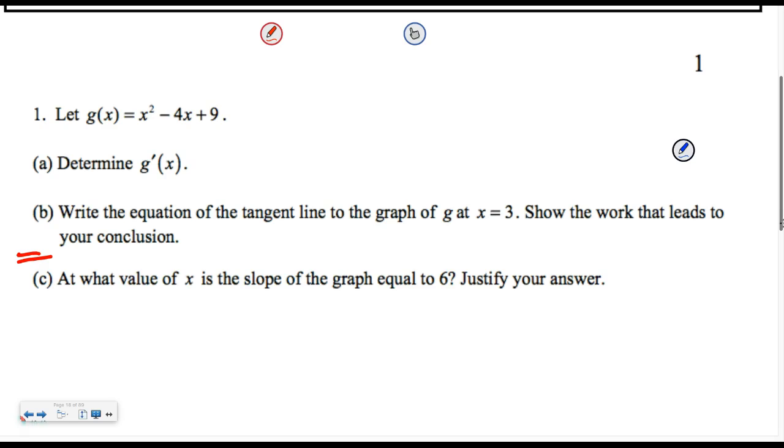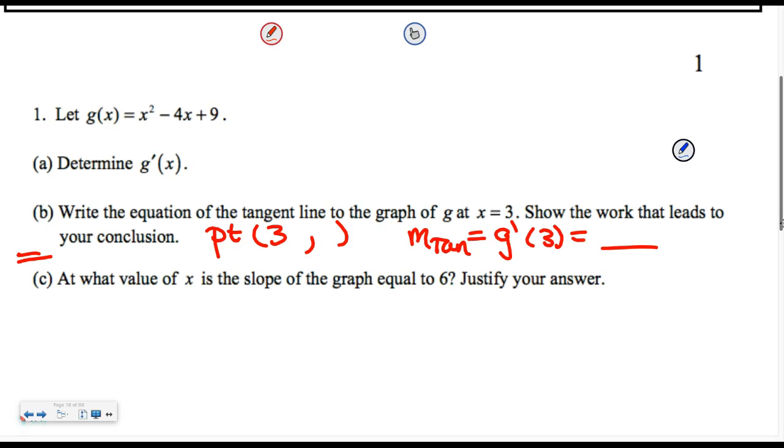You need a derivative. You need an equation for a tangent line. That requires a point on the curve so you know what to pass through. They said at 3. You need the slope there, which is the slope of the tangent line, which is g prime at that spot, and then you can write point slope form. You need to fill in the slots. All right, so we're going to begin.